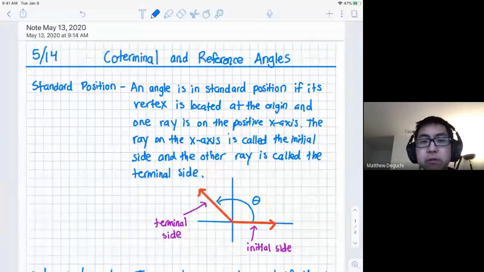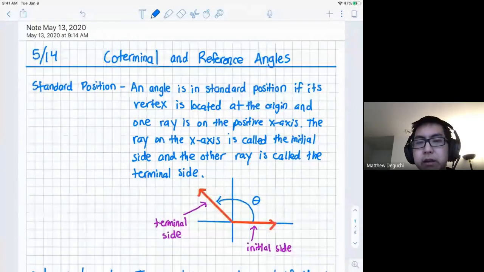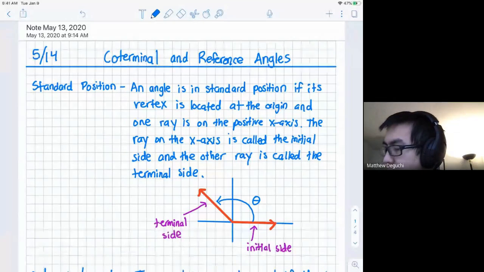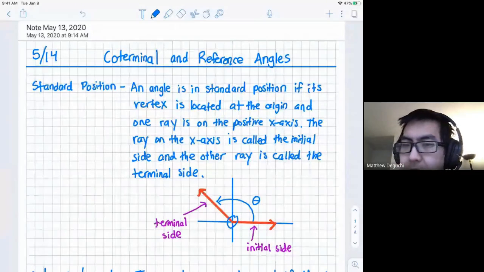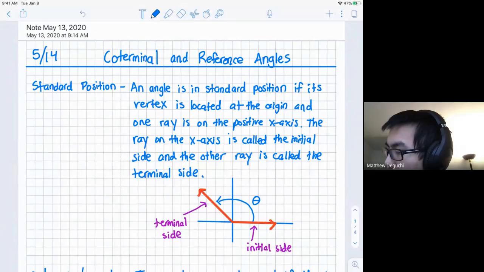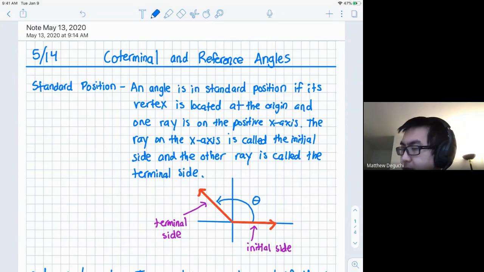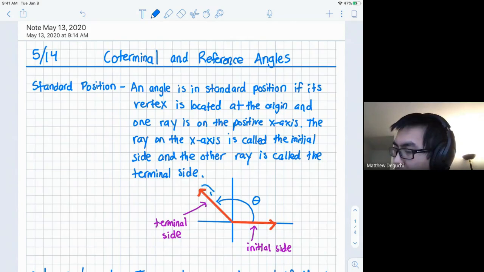An angle is in standard position if its vertex is located at the origin, which is right here, right? If its vertex is located at the origin and one ray is on the positive x-axis. Do you guys notice how that ray right there is on the positive x-axis? The ray on the x-axis, which is this one, is called the initial side, and the other ray, which is this one, is called the terminal side, okay?